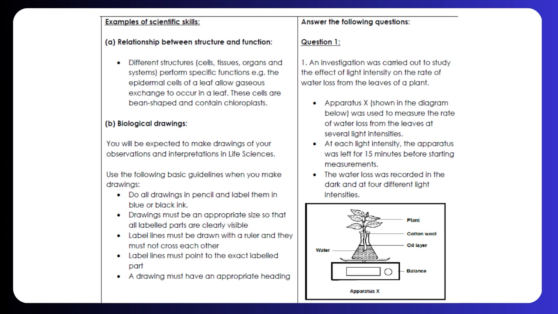Answer the following questions. Question 1. 1. An investigation was carried out to study the effect of light intensity on the rate of water loss from the leaves of a plant. Apparatus X, shown in the diagram below, was used to measure the rate of water loss from the leaves at several light intensities. At each light intensity, the apparatus was left for 15 minutes before starting measurements. The water loss was recorded in the dark and at 4 different light intensities.